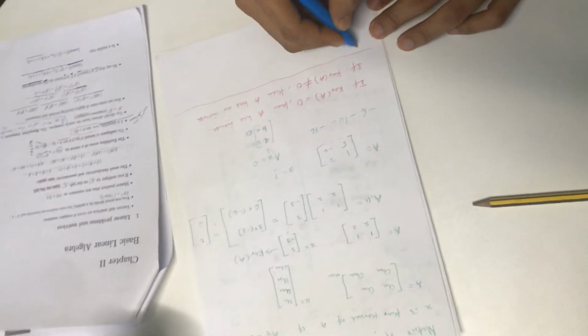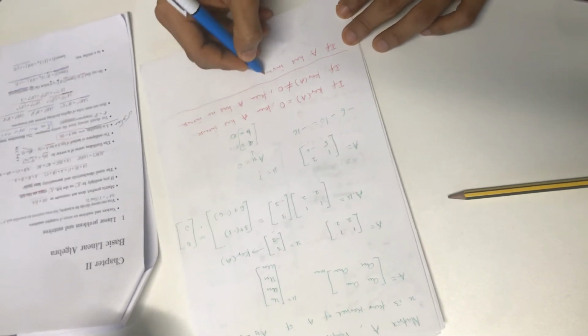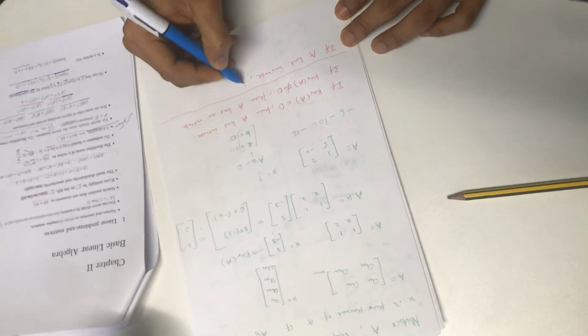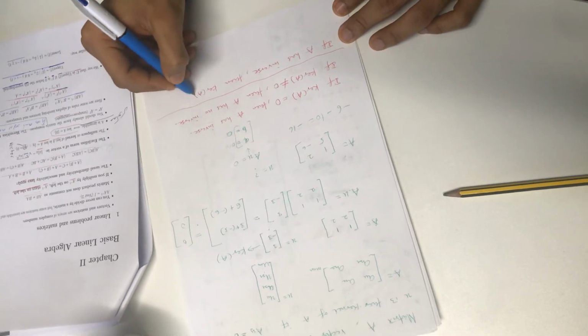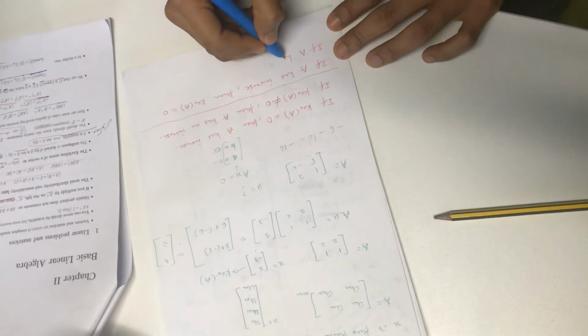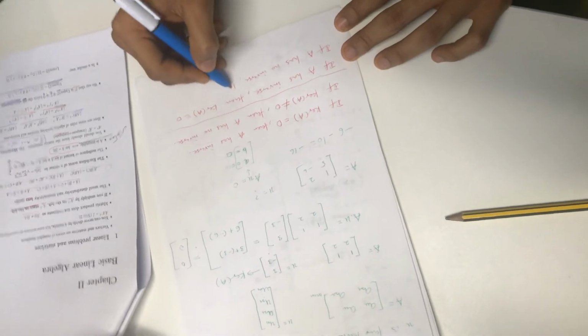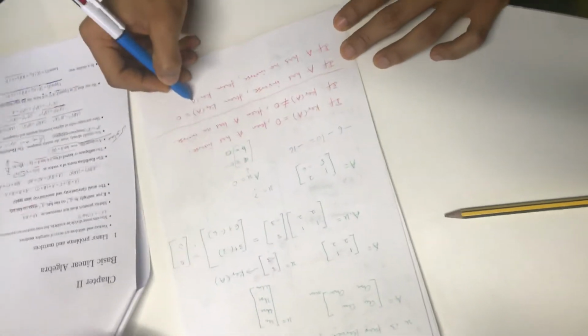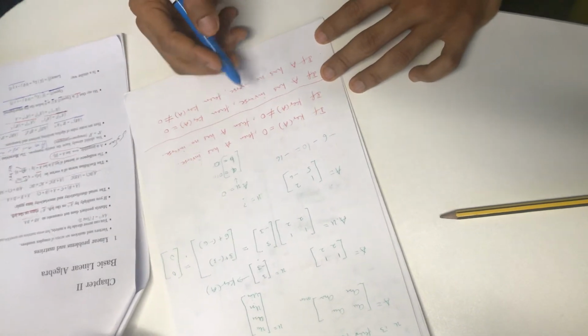So surely there will be an inverse. If the determinant equals 0, there is no inverse. If the determinant does not equal 0, then there is an inverse. If A has an inverse, then the kernel of A is 0. Turning this the other way around, because of this if and only if, it's the same. If A has no inverse, then the kernel of A is not 0. So how do I check whether A has an inverse or doesn't? By the determinant, exactly.